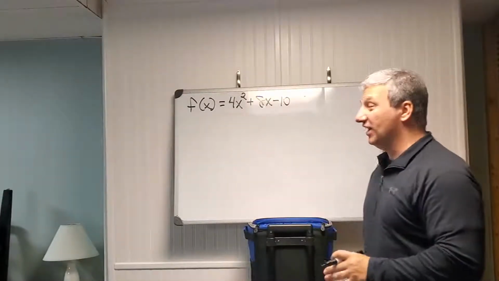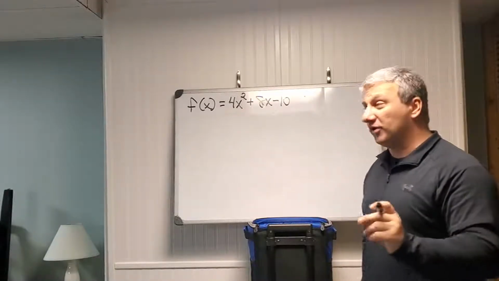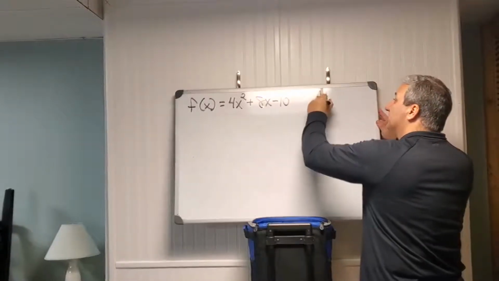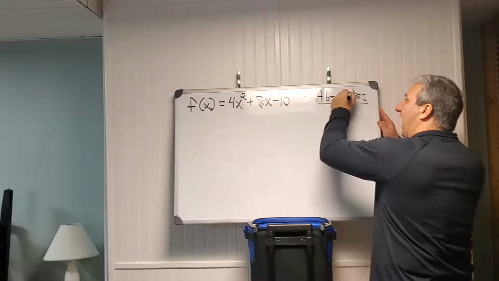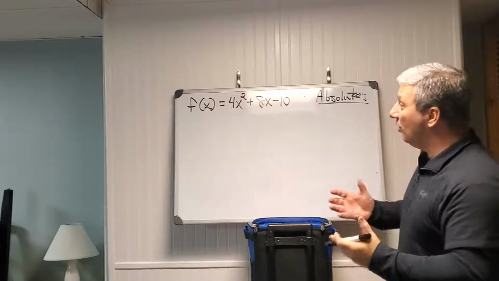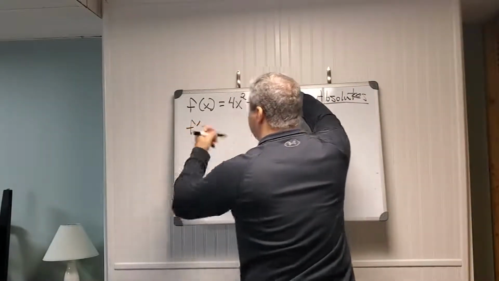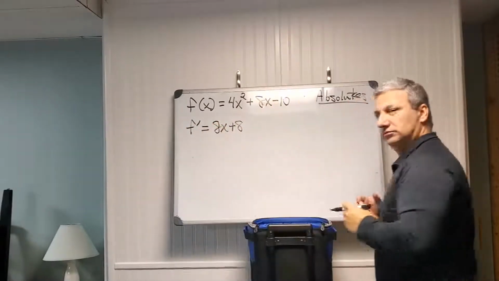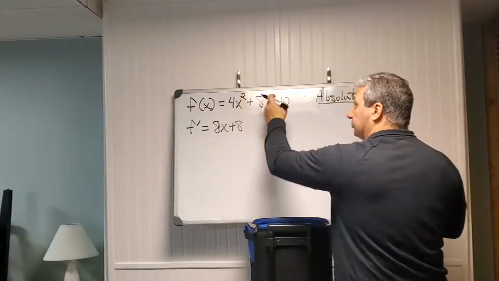For this function, what I want to talk about is finding its max and mins, and more importantly, finding absolute max and mins. That's really what this video is all about, finding absolutes. How does one find absolute maximum or absolute minimums? Well, just like we find regular minimums, we take the derivative, 8x plus 8, right? Because of the power rule, the derivative of 4x squared is 8x, and the derivative of 8x is 8.